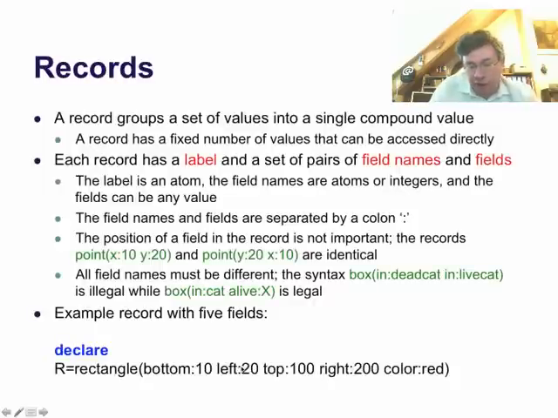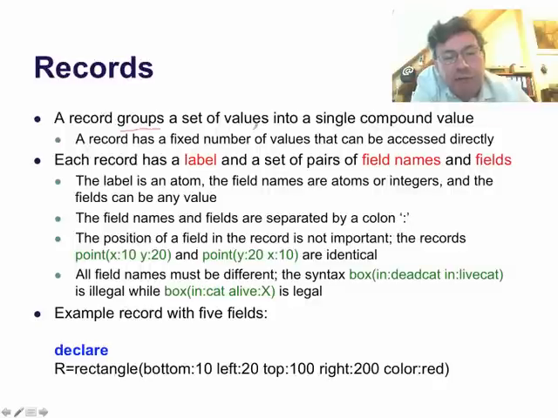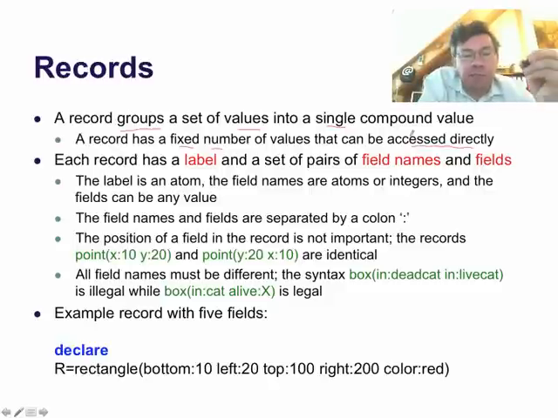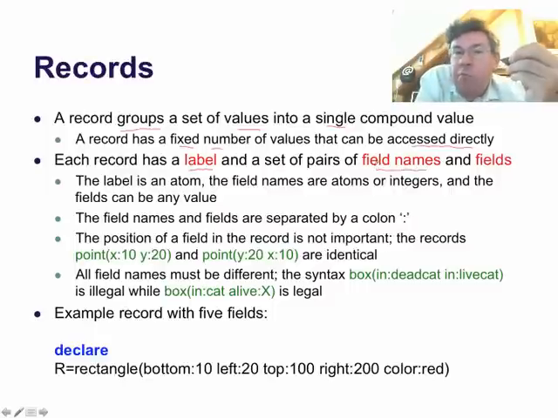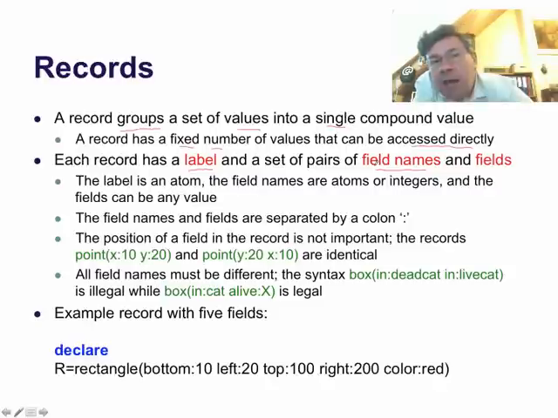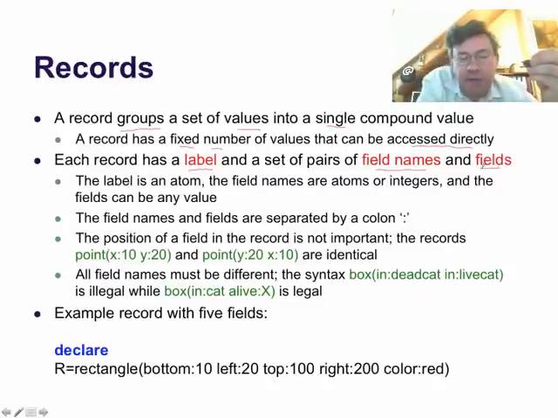So now let's go to records. A record groups a set of values into a single compound value. A record has a fixed number of values, and you can access them directly. The way it works is that the record has several pieces. It has a label, which is basically an atom. It then has a set of pairs of a field name and its corresponding field.